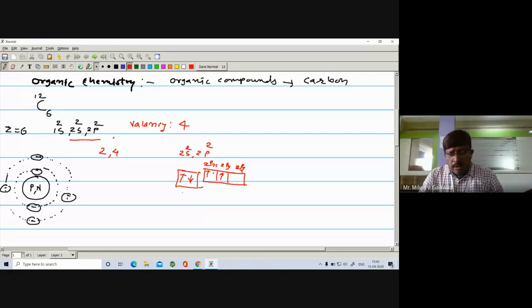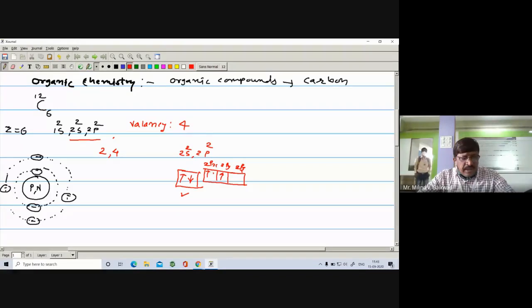To form a bond, the electrons should be unpaired. But if you see, the first orbital is paired, and the second p orbital has 2 unpaired electrons. It means the carbon can form a bond with only 2 electrons because it has 2 unpaired electrons. Then you say that the valence is 4.